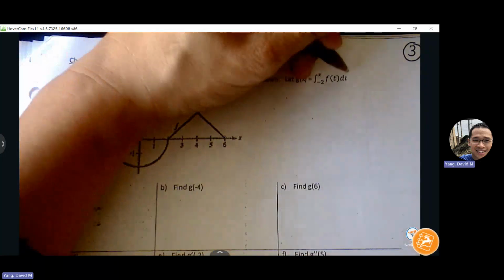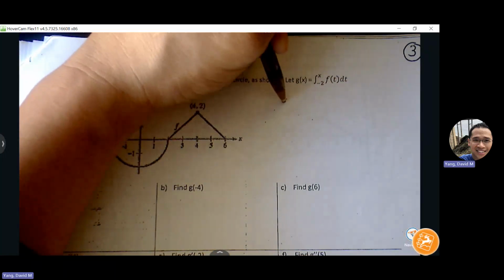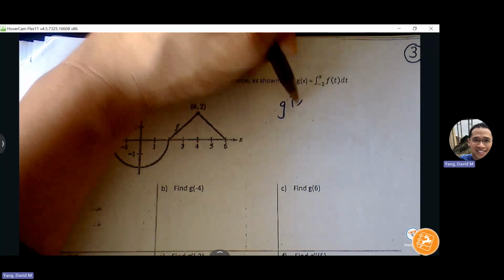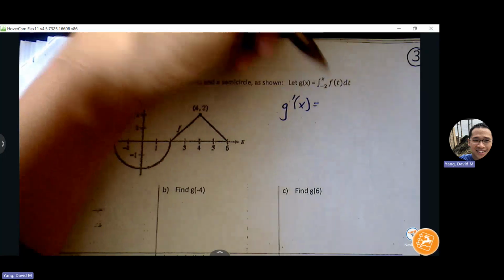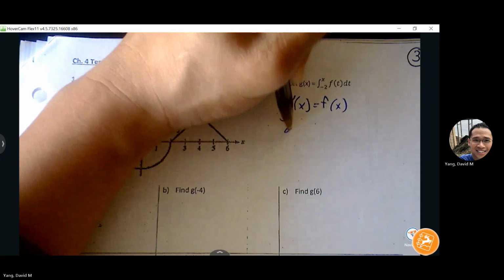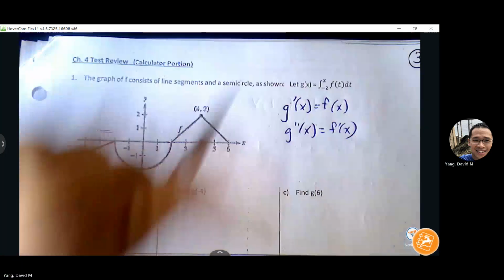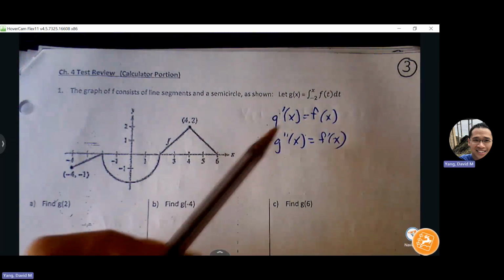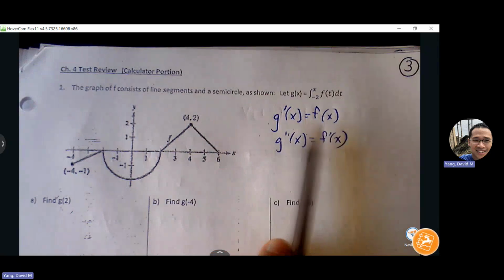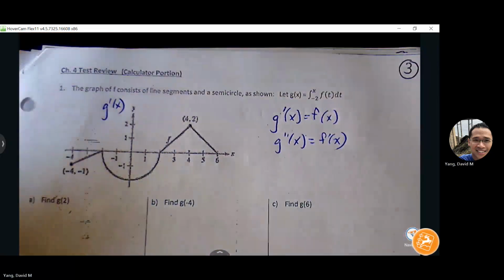Let's just go ahead and get all the relationships in front of us, right? If G of x is the integral of f of t, then G prime is simply the derivative of this, and that's the second theorem, which is just f of x. And G double prime is simply f prime, right? So you're always going to have this relationship here where G and f are staggered. So G prime is f, this is f. So basically we're looking at a G prime graph here.